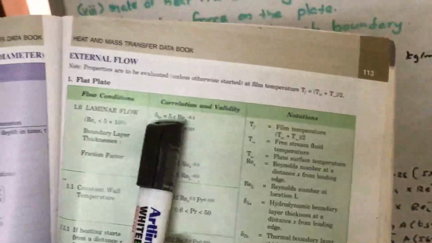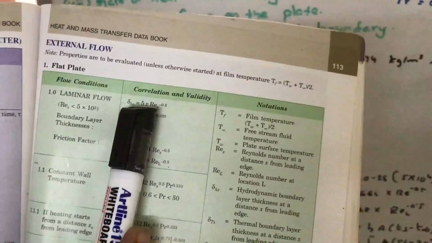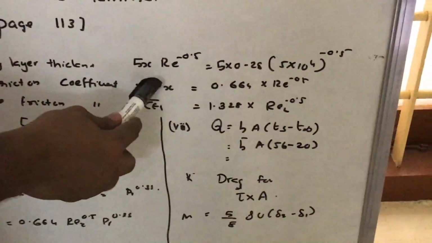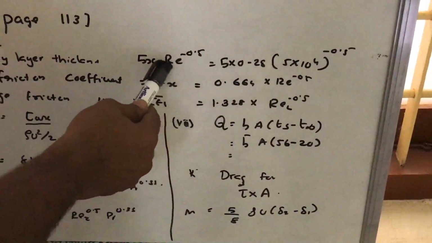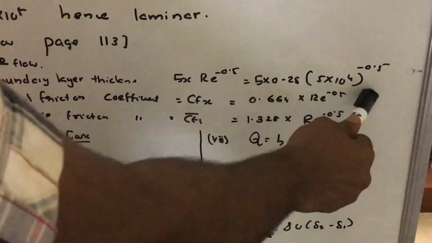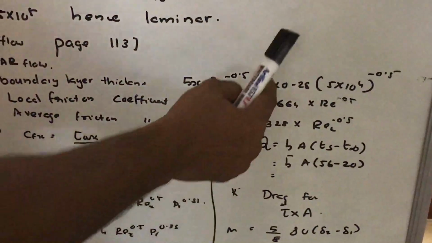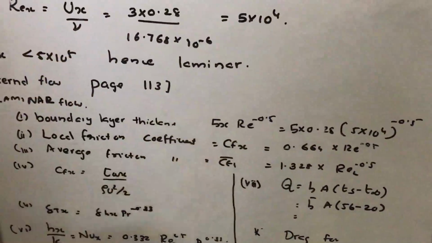So 5 into x, where x is the length, 0.28, into the Reynolds number raised to 0.5, that is 5 into 10 raised to 4, raised to 0.5. So here if we substitute that, we will get the boundary layer thickness. So this is 5 into 0.28 divided by (5 into 10 raised to 4) raised to 0.5. So we will get the thickness.